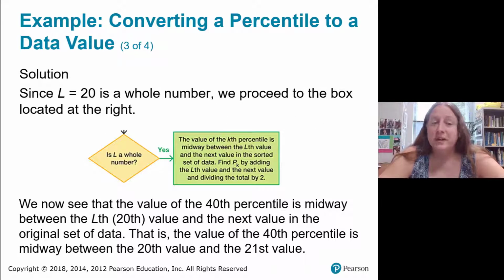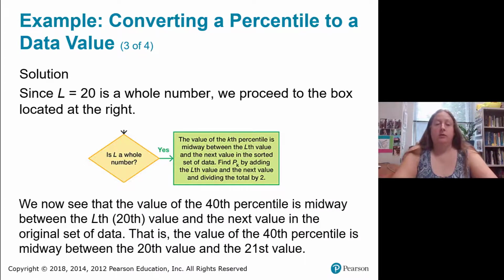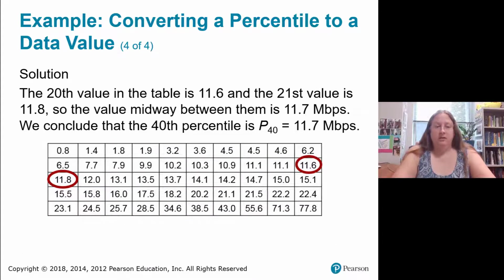Now, since 20 is a whole number, we're going to follow the option box with the yes arrow over, and this tells us that we need to take the mean of the 20th value and the 21st value, the one after it, when we're counting up. So, if we go back to our data and we find the 20th and the 21st value, we'll find 11.6 and 11.8. So the value midway between them, the mean of those two values, is 11.7. So the 40th percentile, or P sub 40, equals 11.7 megabytes per second.